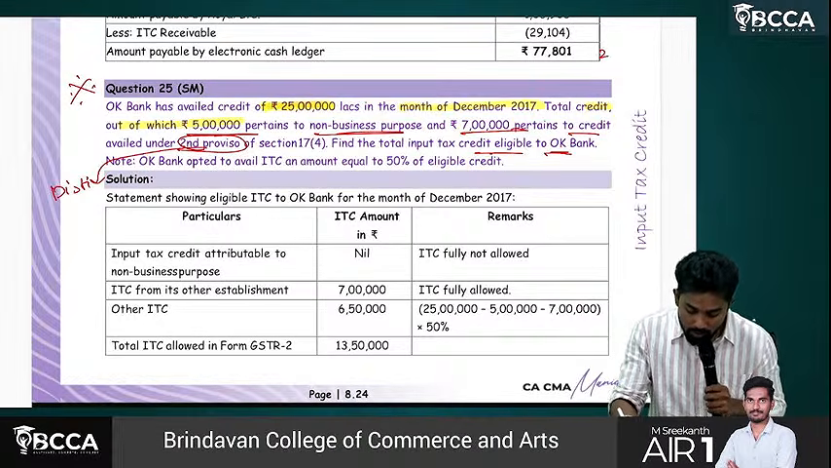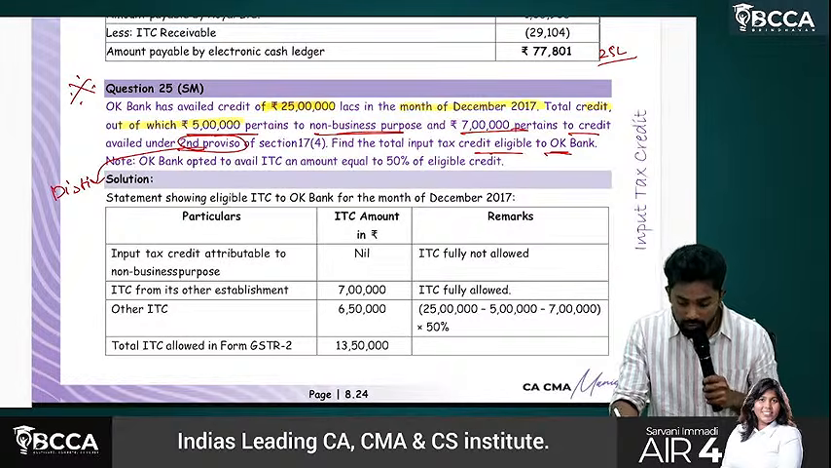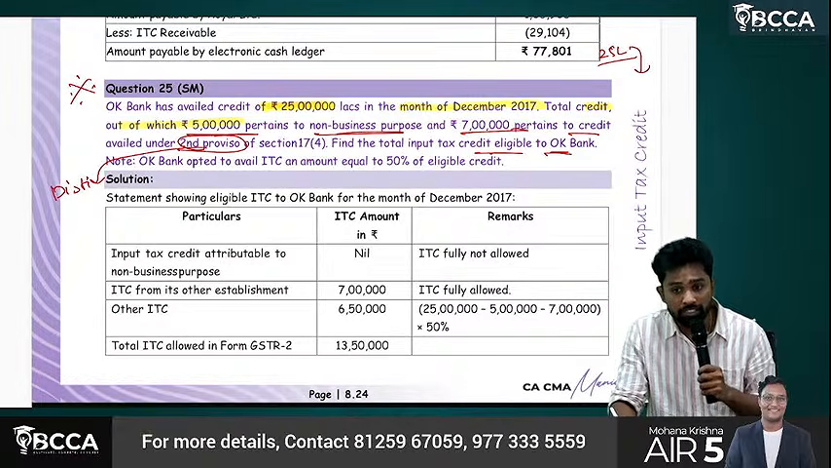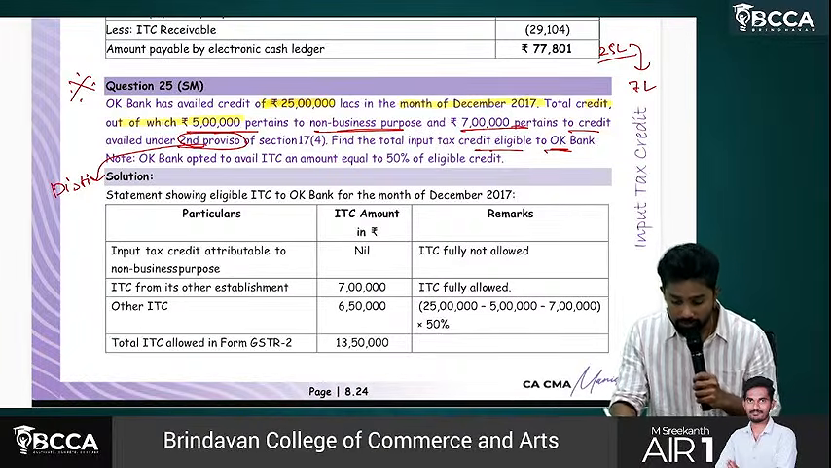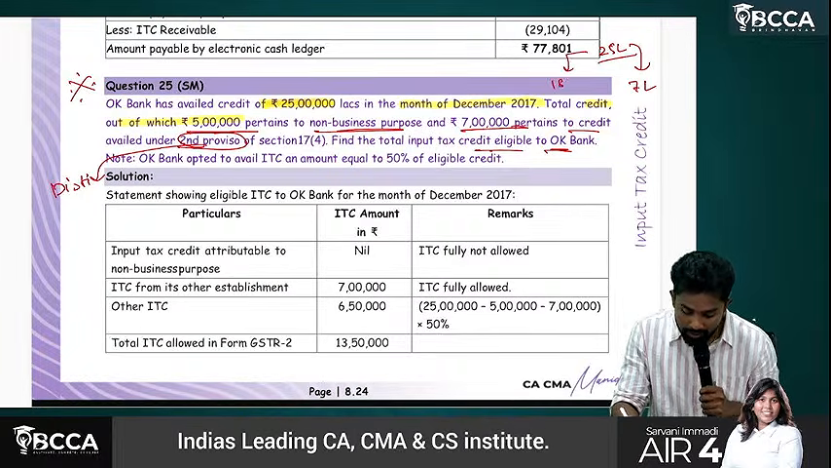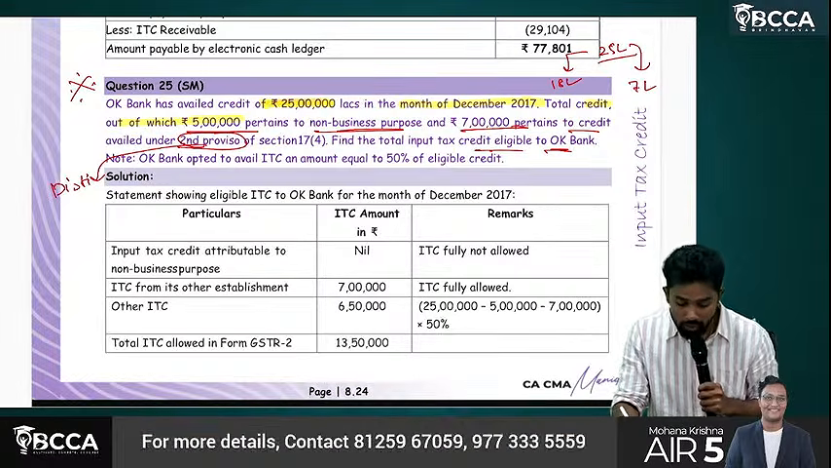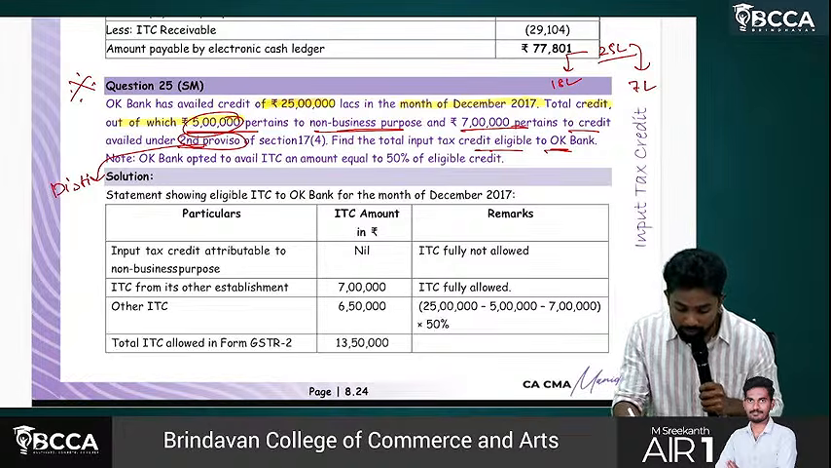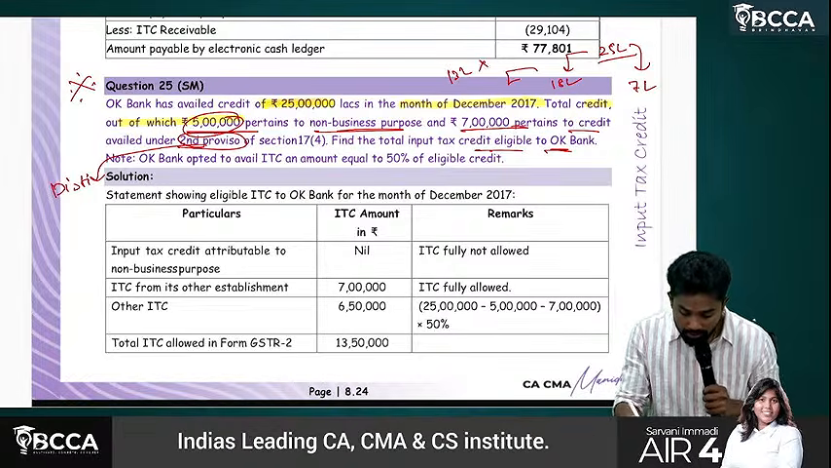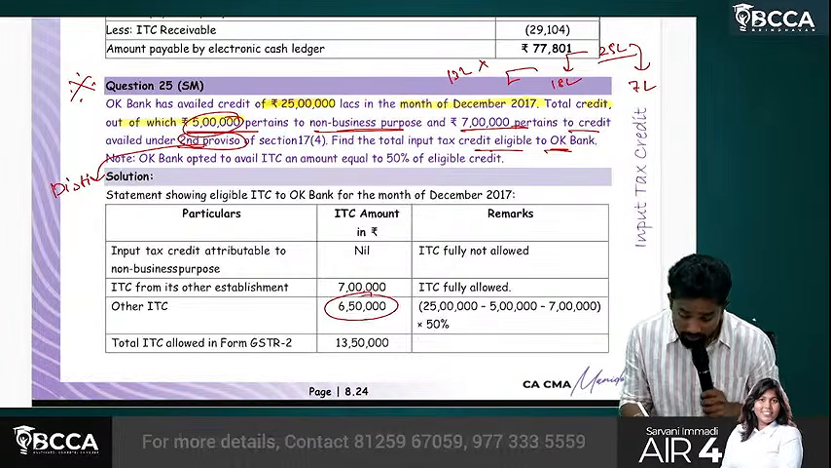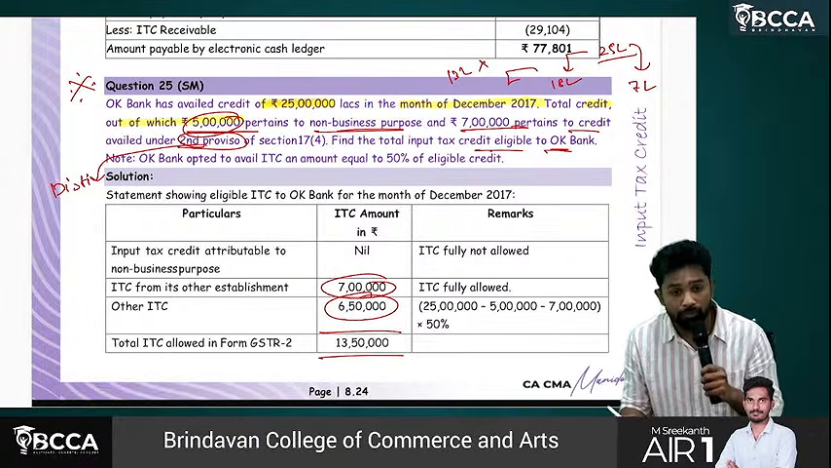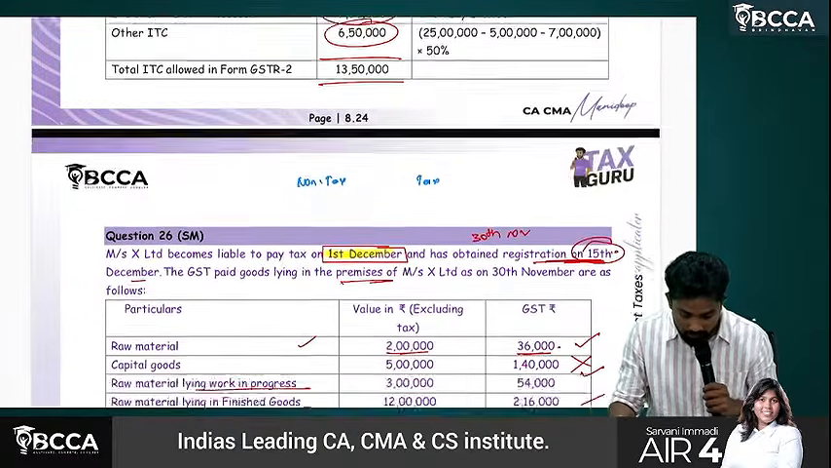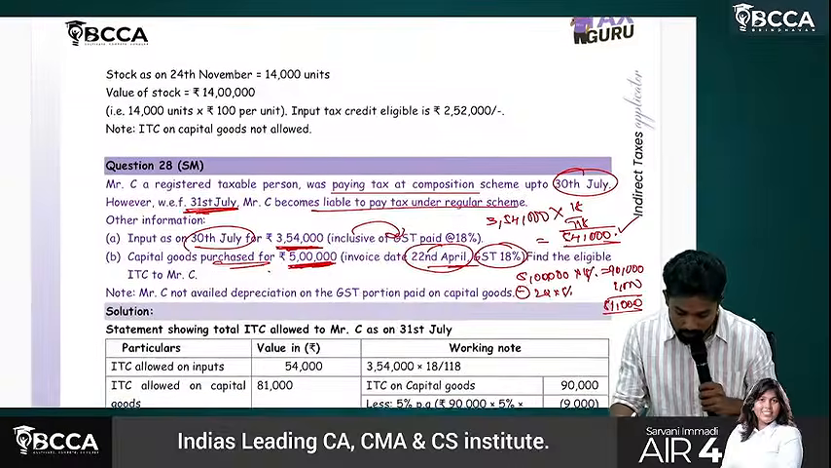Sir, what is their total? 25 lakhs. Out of 25 lakhs, how much is from their distinct persons? 7 lakhs. 7 lakhs they can avail 100%. Then the balance is 18 lakhs. Out of the 18 lakhs, how much is ineligible? 5 lakhs non-business related is ineligible. Then the balance is 13 lakhs. So 13 lakhs into 50% is 6 lakh 50,000. 7 lakhs into 100% is 7 lakhs. So total ITC available is 13 lakh 50,000.